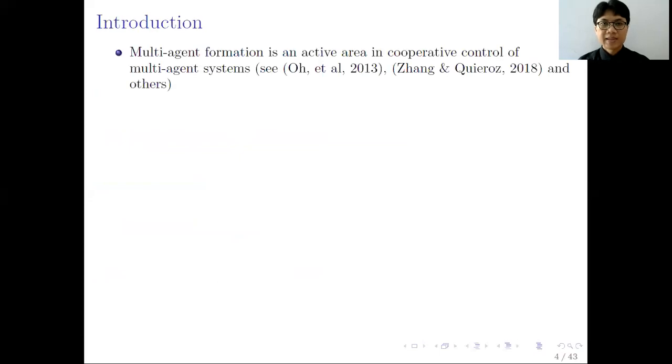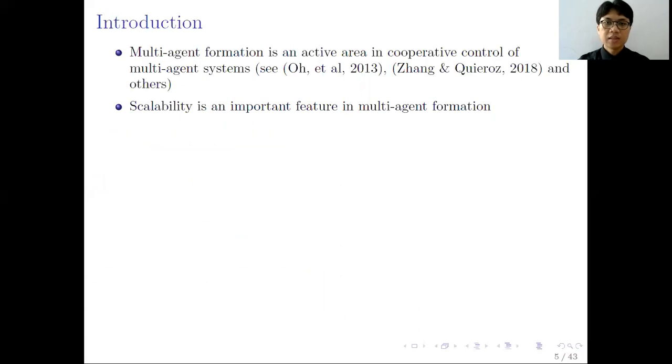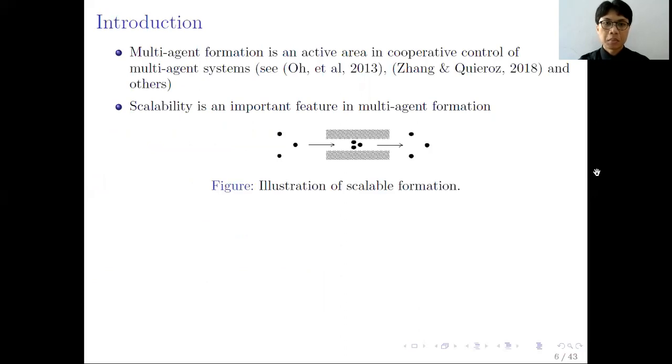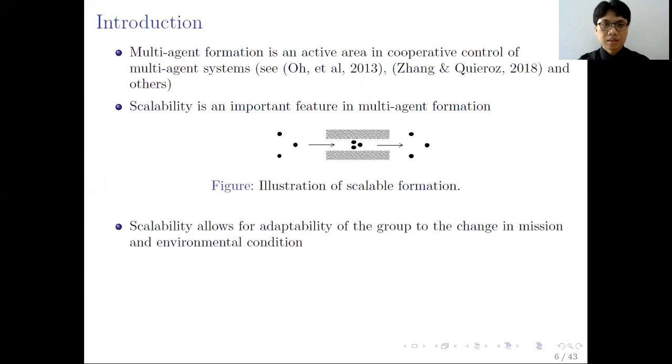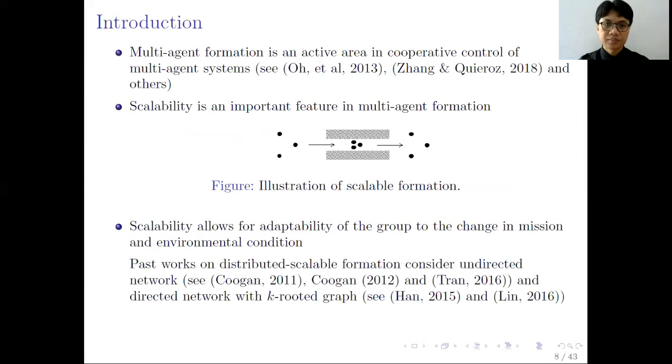Multi-agent formation is an active area in the cooperative control of multi-agent systems. Scalability is an important feature in multi-agent formation. This shows the illustration of scalable formation. Scalability allows for adaptability of the group to the change in mission and environmental condition as shown in the illustration.